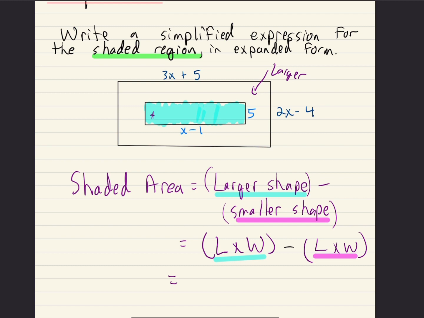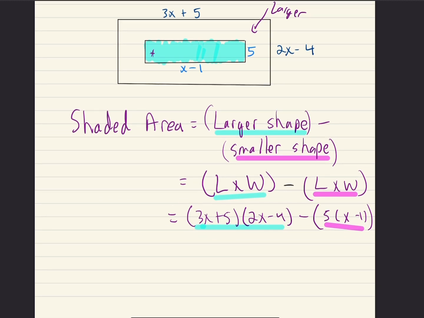So when I expand this here, the length for the larger shape is going to be 3x plus 5 multiplied by 2x minus 4. And then I'm going to highlight this again, or keep this highlighted, so we understand what's being expanded into what. And then that's going to be minus 5 times x minus 1. And that's going to be highlighted in purple. What we're going to do now is FOIL this out and simplify it.